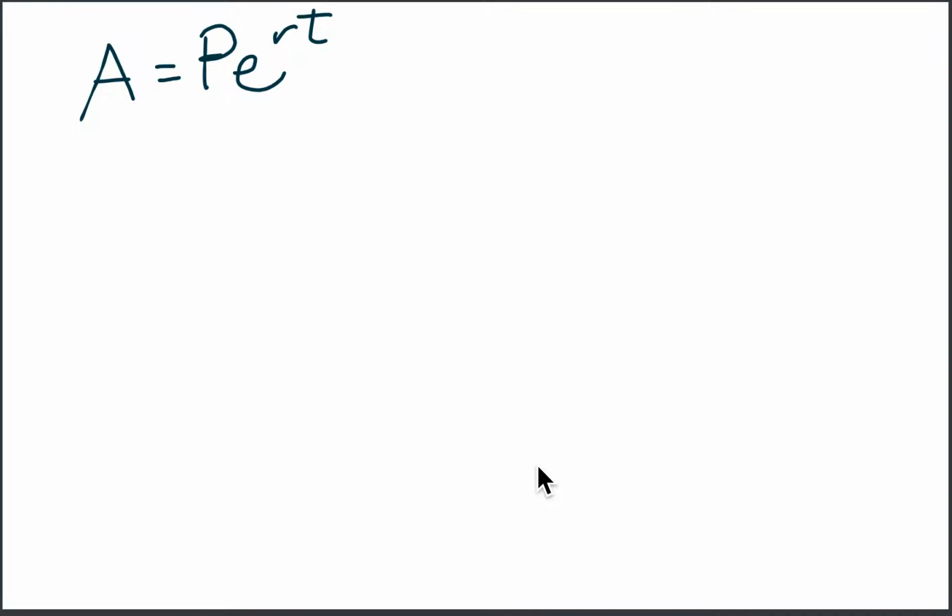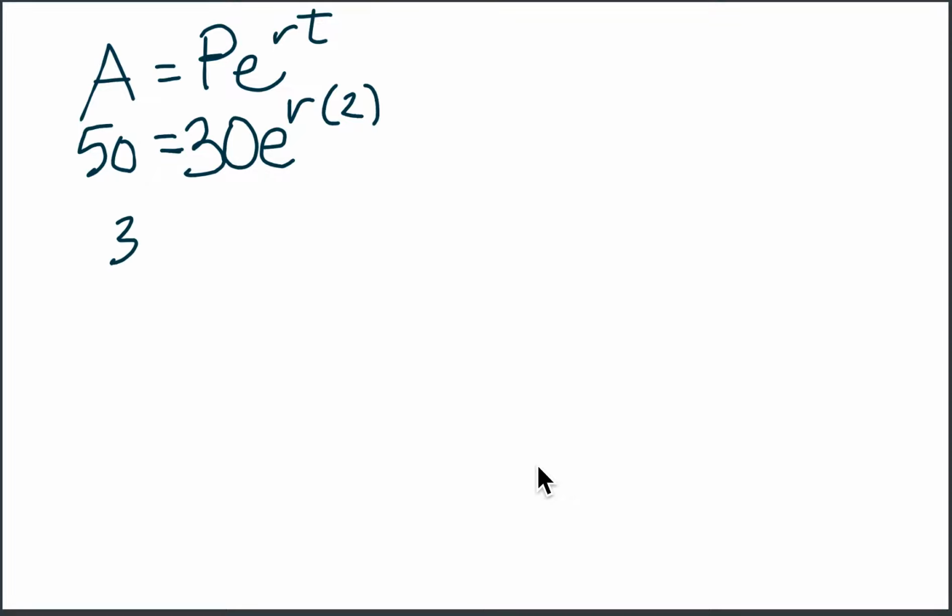So 30 is our start number, so that's P. Okay, 50 is our ending number, so this is here. Okay, and then we don't know the rate, but we do know that this happened in just 2 days. If it makes it easier for you, you can rewrite it 30 e to the rt equals 50. If you write your 50 over on the other side, that works just as well.